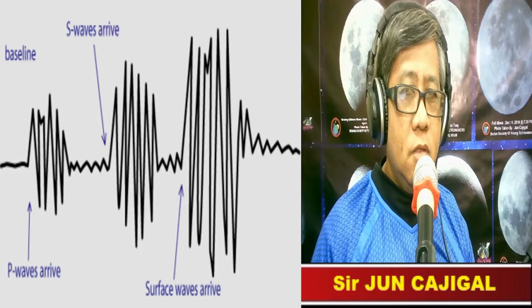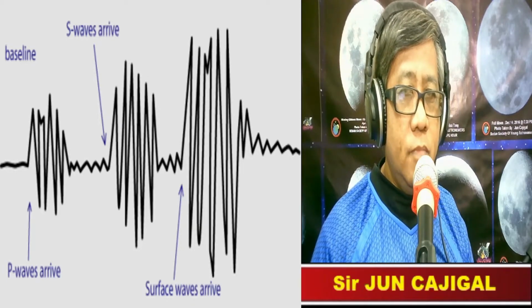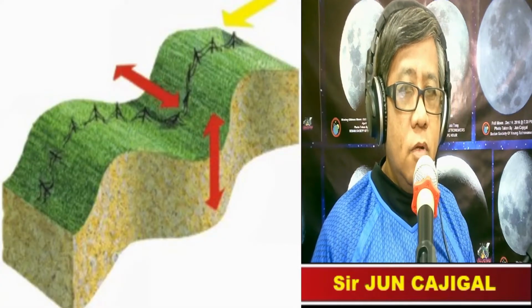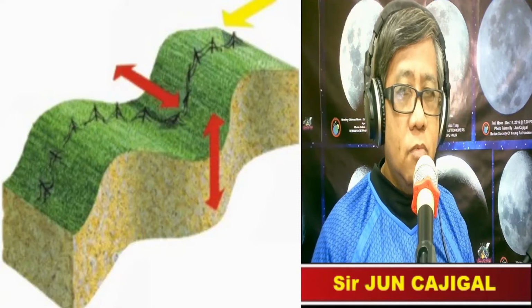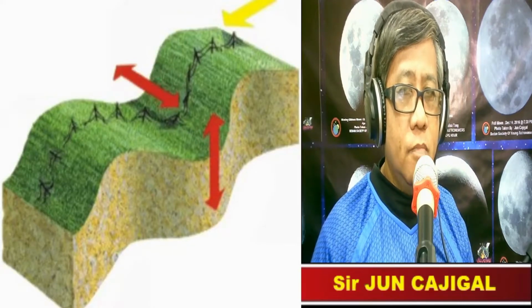Now again, look at this recording. So the S wave is the second wave that you feel in an earthquake. And if you will look at the movement of the S wave, the rock particles, they move either up and down or side to side.